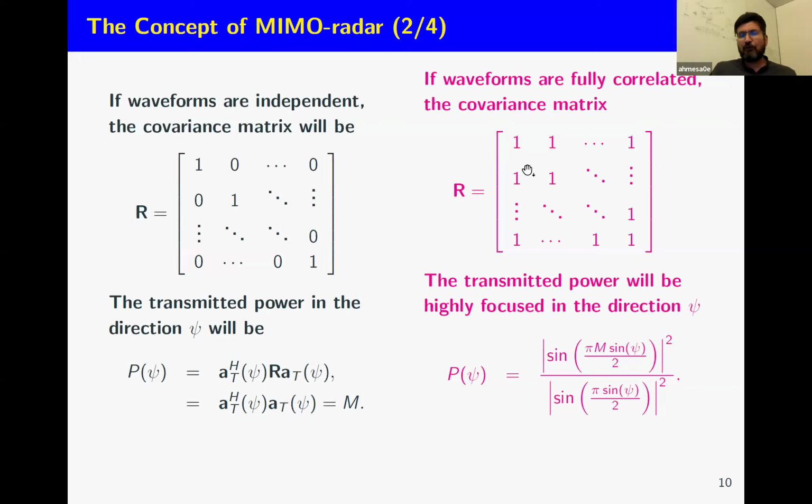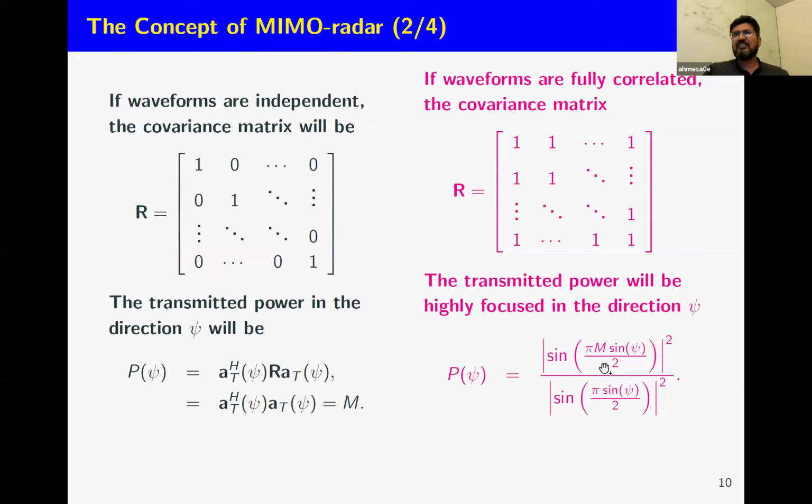Now we'll see the second case, where R can be like this as well. In here, all the waveforms are fully correlated. In other words, you can say that I'm transmitting the same waveform from all antennas. So if you do it like this, then P(ψ), if you solve this equation with R having all the values equal to 1, we will get this equation.